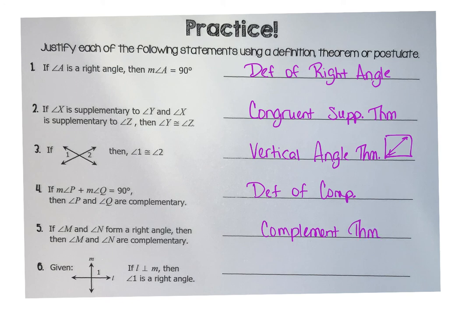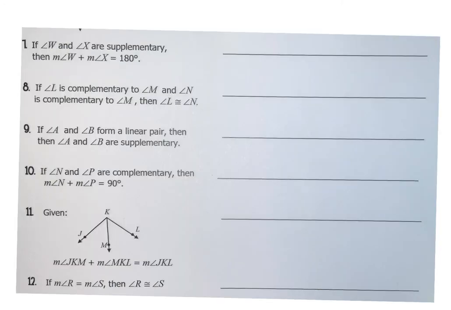All right, given this picture, if L, and that symbol means perpendicular, if L is perpendicular to M, then angle 1 is a right angle. If L is perpendicular to M, then that's a right angle. What tells us that? That's definition of perpendicular. Number 7, if W and X are supplementary, then the measure of W plus the measure of X equals 180. That's just definition of supplementary.